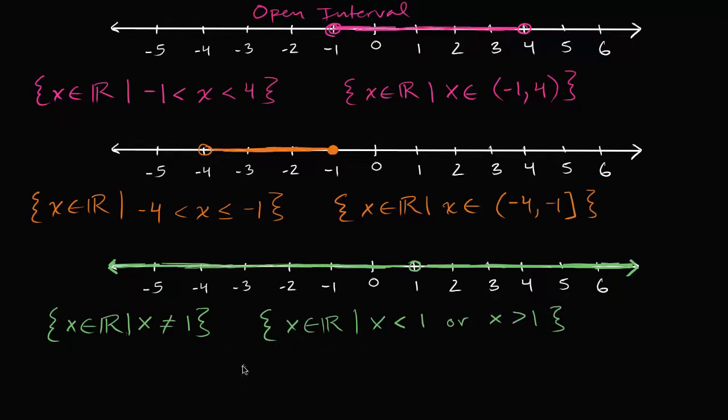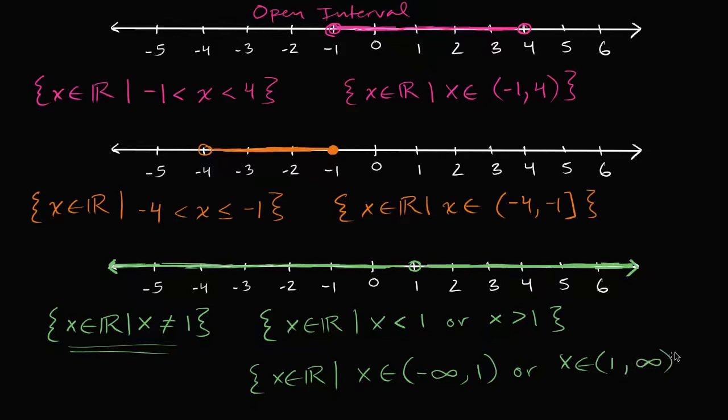So you could write it just like that. Or you could do something interesting. This is the one that I would use. This is the shortest, and it makes it very clear. You're saying, hey, everything except for 1. But you could even do something fancy, like you could say x is a member of the real numbers such that x is a member of the set going from -infinity to 1, not including 1, or x is a member of the interval going from 1, not including 1, all the way to positive infinity. And when you're talking about negative infinity or positive infinity, you always put a parentheses.